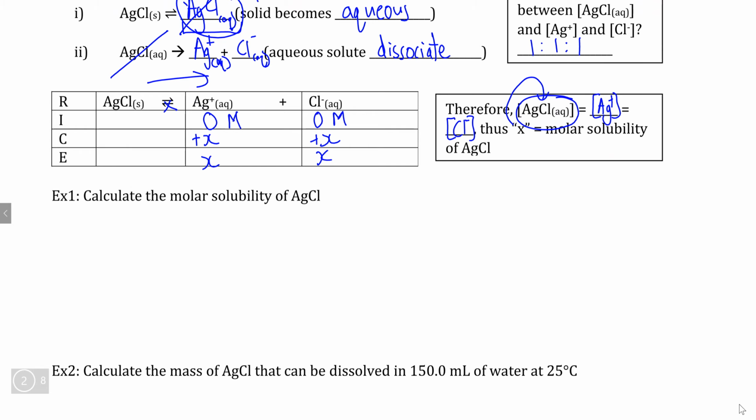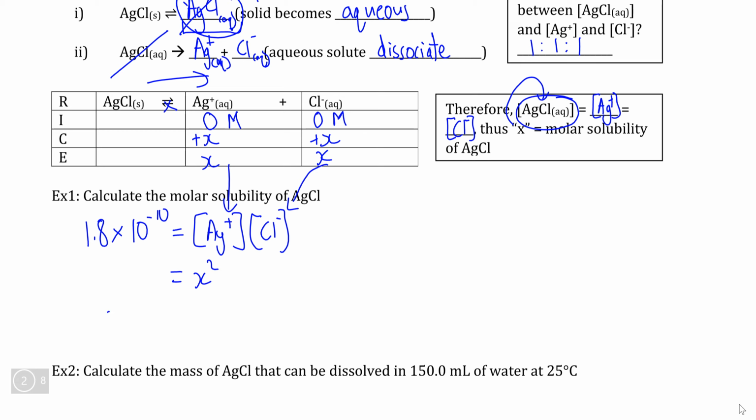So the calculation here is actually fairly straightforward. If we remember what our Ksp value is, 1.8 times 10 to the negative 10, we know that this is equal to the concentration of Ag+ times the concentration of Cl-, and we know from this fairly simple ICE table that each of these is going to be X, which simply means that our Ksp is equal to X squared, meaning that X is simply the square root of 1.8 times 10 to the negative 10 moles of AgCl per liter, and that's how we calculate molar solubility.